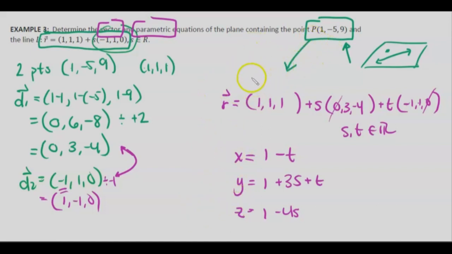Just as a little tidbit, 1, -5, 9 would have also worked, which would have changed these numbers here, and then these can also interchange, and so could the parameters. You could use different parameters as well. But it doesn't matter.